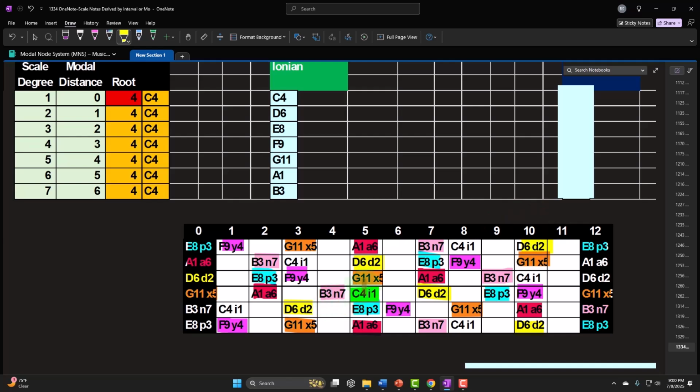How do I get there? -5, -10, -15, -14, 13, 12. Wait, that's a C. Let me undo that. Undo, -5, -10, -15, -14, 13, 12, 11, 10 going out to here. This one, of course, is the octave. So all of the C's are the octave of this green one.